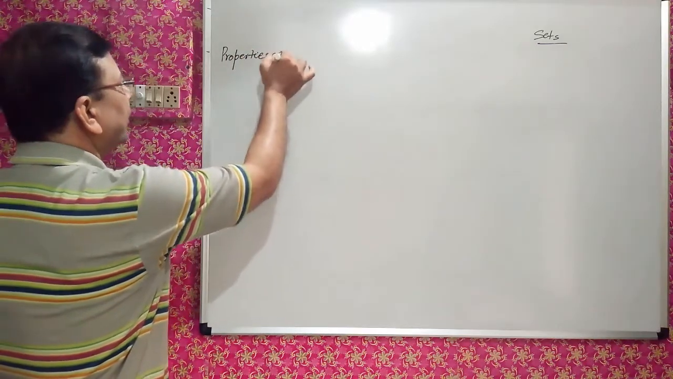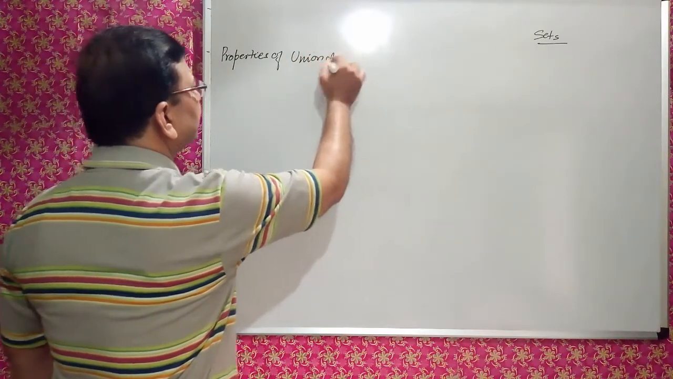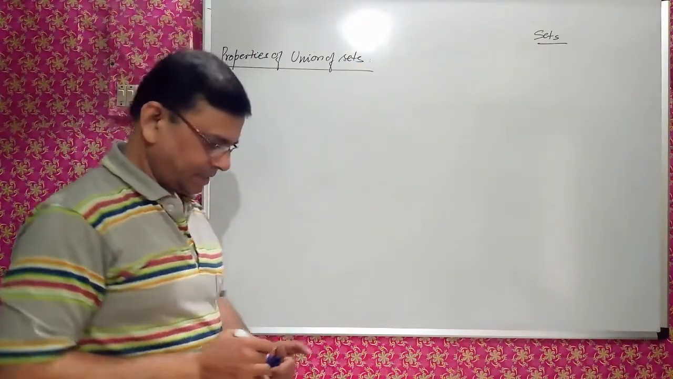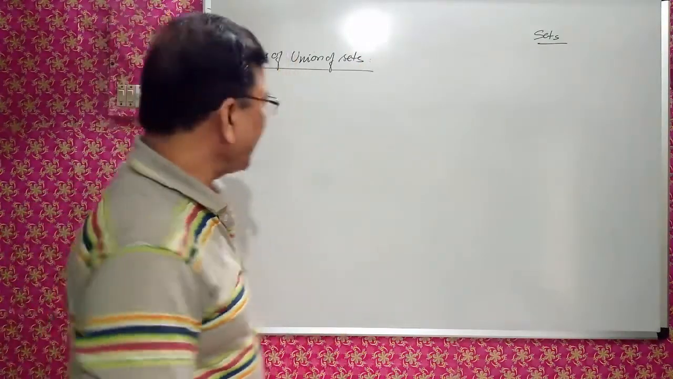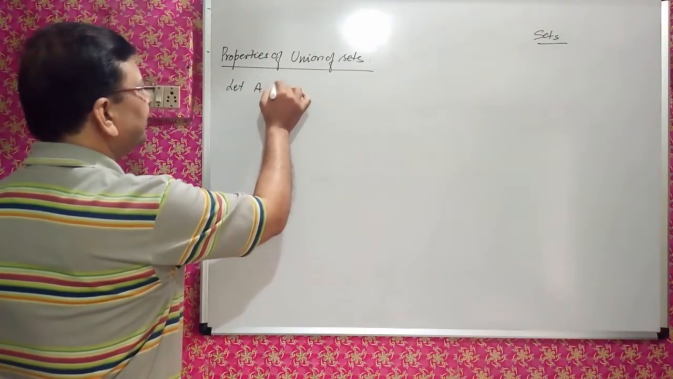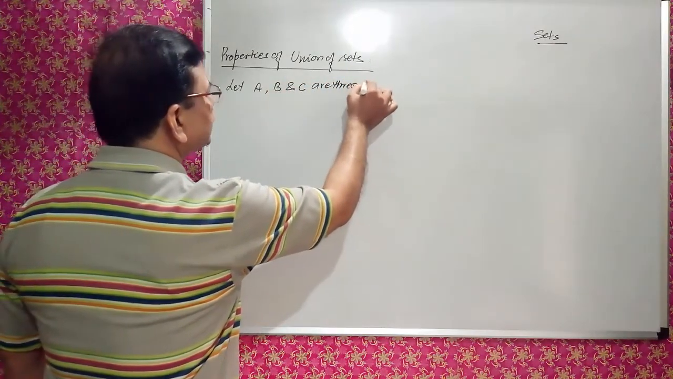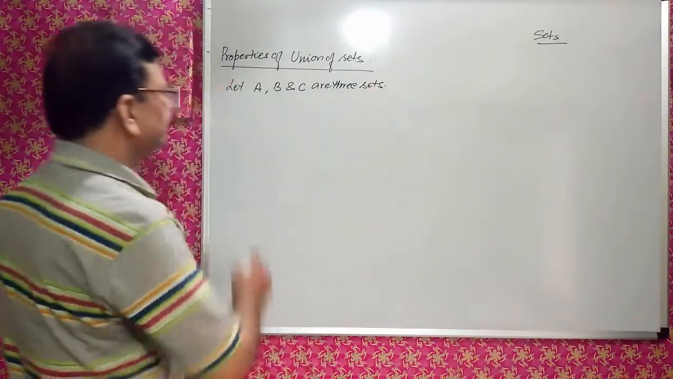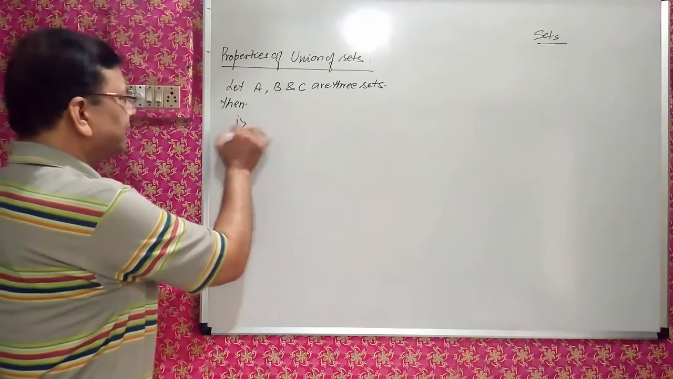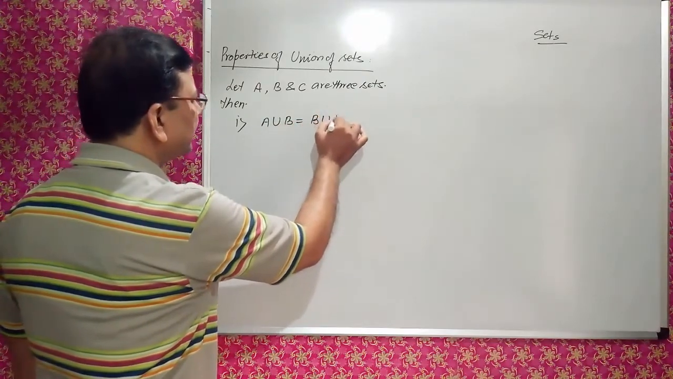Properties of union of two sets. Union of sets. Suppose A and B two sets are there. Let A, B and C be three sets. Then the first property is A union B is equal to B union A.